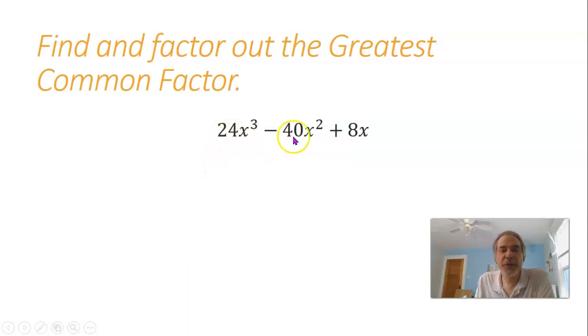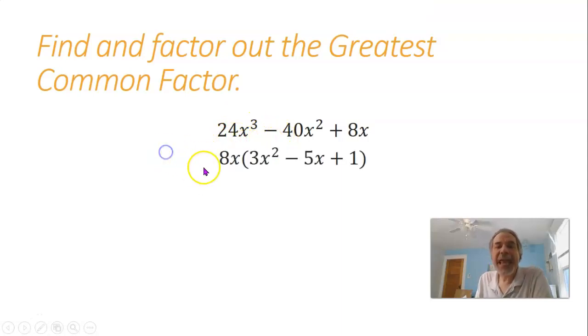Okay, what about this? There are 3 terms. We're looking for the greatest common factor that all 3 terms have in common. And it might have just a number, might have a variable part, might have both of those. Here it does. The greatest common factor is 8x. 8 is the biggest number that's a factor of 24 and 40 and 8. And x to the first power is the biggest power of x that appears in all 3 of these terms. And when we pull out the 8x, what's left is 3x squared minus 5x plus 1.